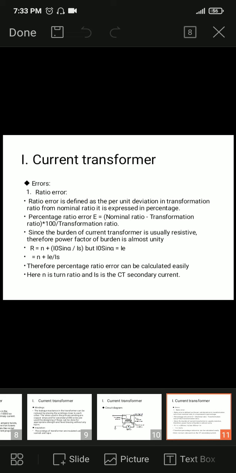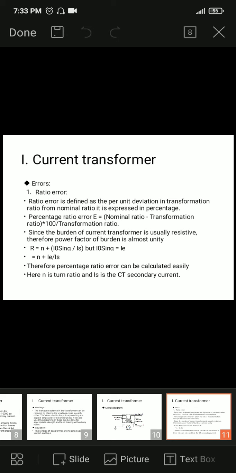Now let us discuss the errors in the current transformer. Error number 1 in the current transformer is ratio error. Ratio error is defined as the per unit deviation in the transformation ratio from the nominal ratio.